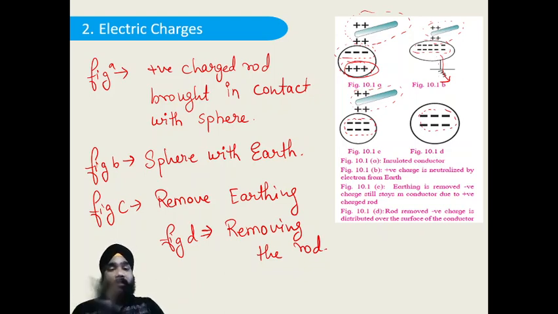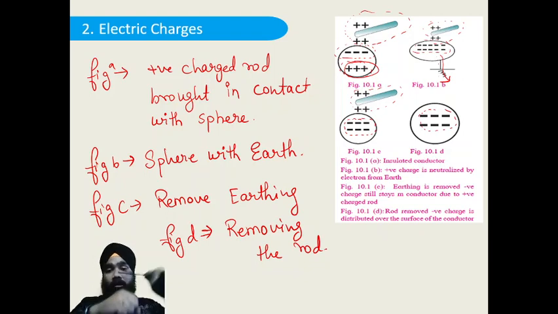Is there any rubbing or friction? No. That earlier process was called conduction, and this process is called induction. What does this mean? A positive rod comes near the sphere. Since the sphere is electrically neutral, it contains positive as well as negative charge. The negative charges get attracted towards this positive charge, and the remaining positive charge of the sphere is shifted to the other side.